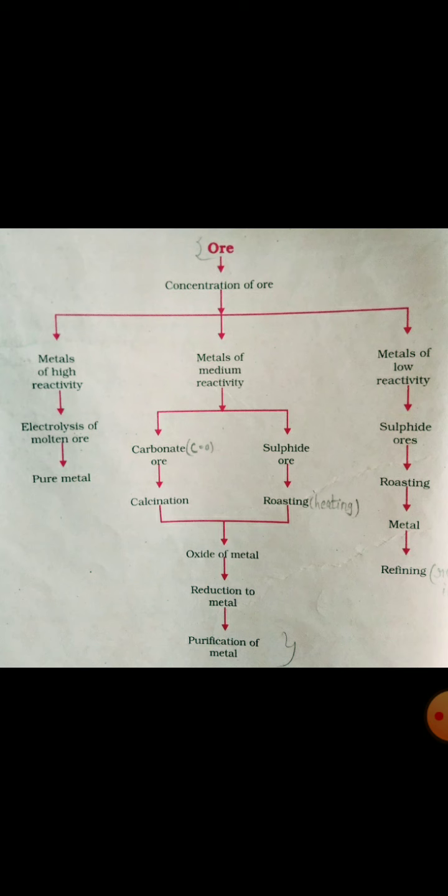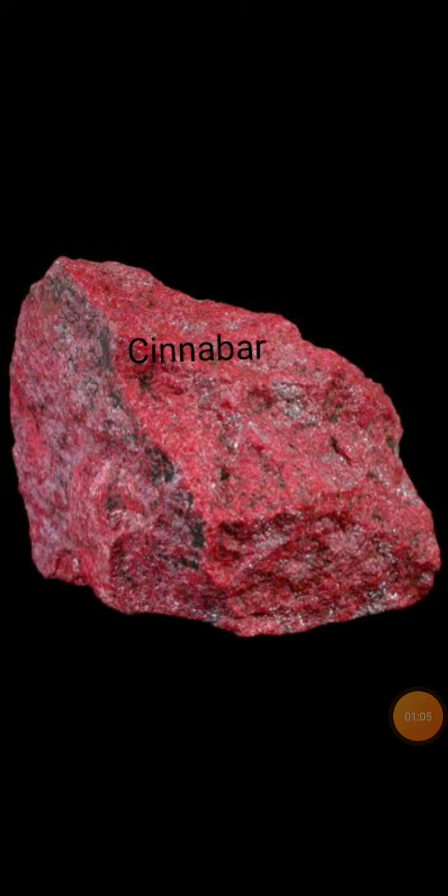So, first of all, we will get sulfide ores. That means the metals will be in the sulfide ore form. That means, first of all, we will get sulfide of these metals. For example, HgS, that is cinnabar. Remember the pronunciation, cinnabar. Cinnabar is an ore of mercury. So we get this HgS, cinnabar.